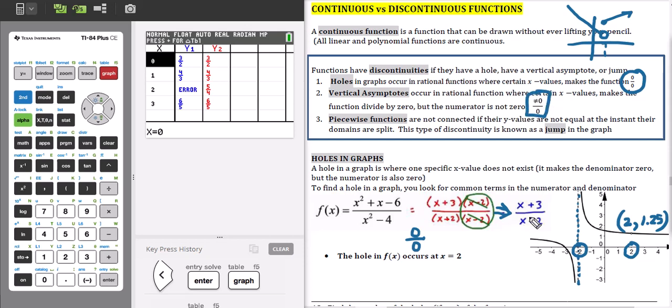So that would be like right here. If we put negative 2 into this, it'd be negative 2 plus 3, which is a 1. Negative 2 plus 2 is a 0. So the vertical asymptotes are going to happen if any non-zero divided by 0 occurs, or a hole in the graph is going to occur when you have a 0 divided by 0. So we'll take a look at some practice.